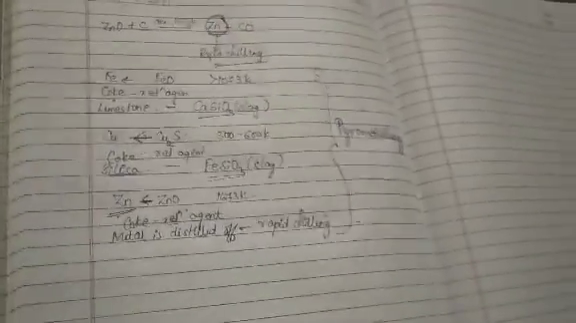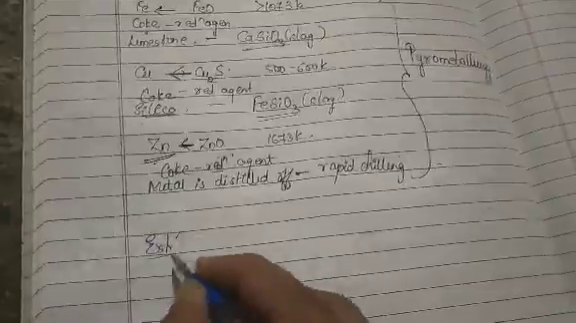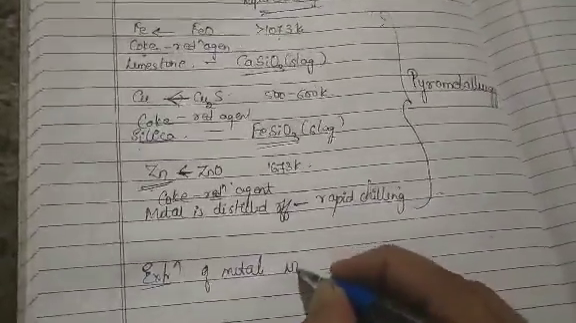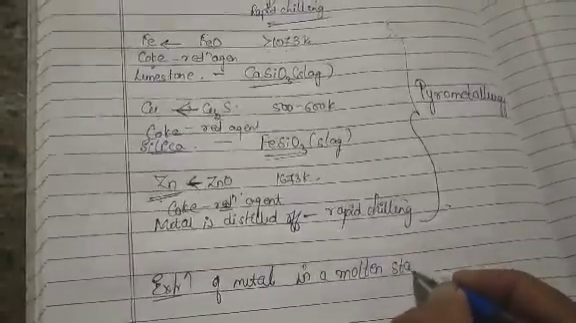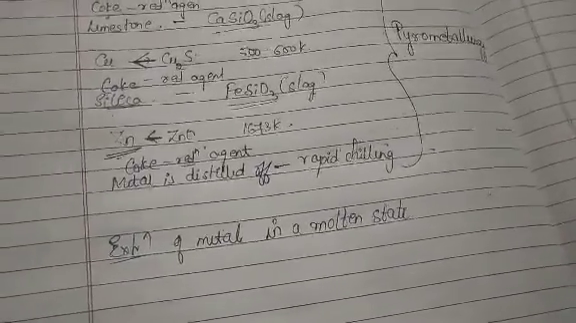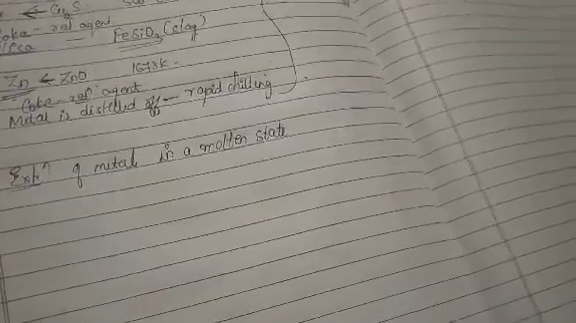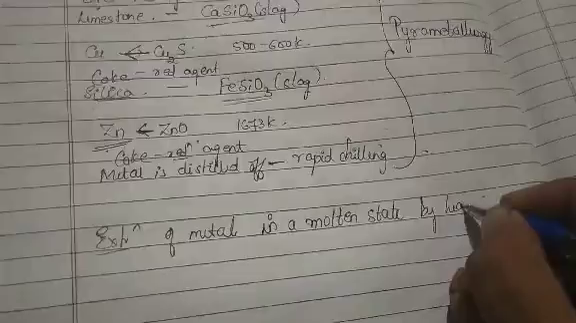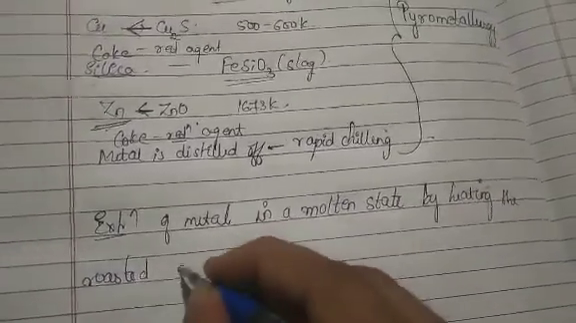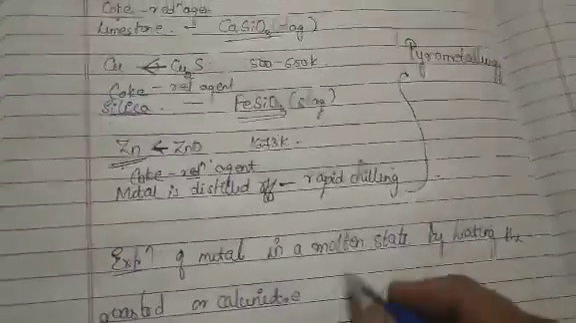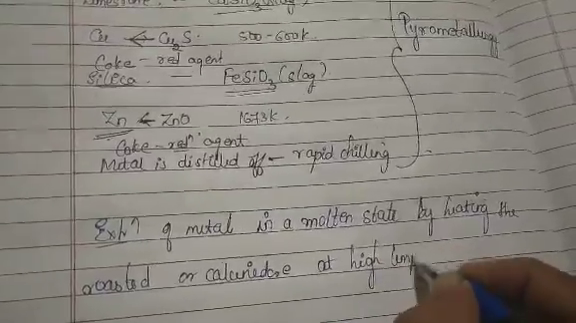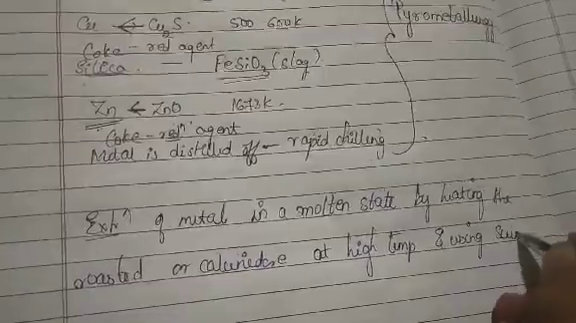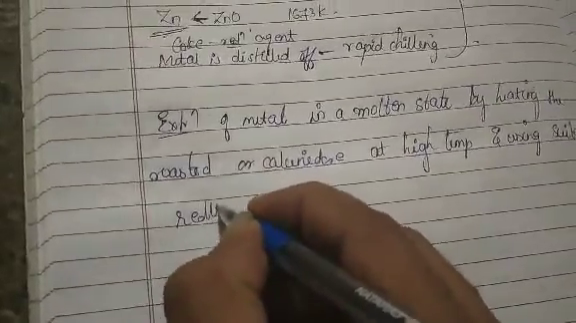If I want to give it a complete proper definition, we can say that it is a process of extraction of a metal in a molten state, by heating the roasted or calcined ore at a high temperature, and using a suitable reducing agent.